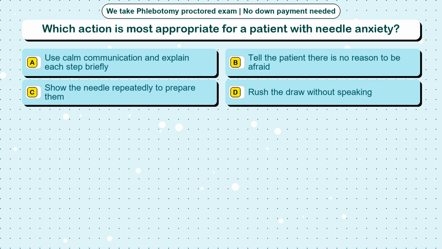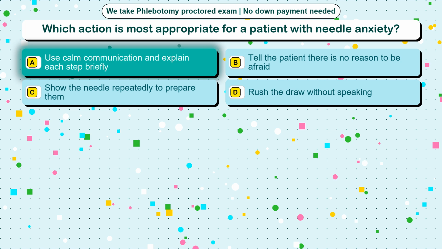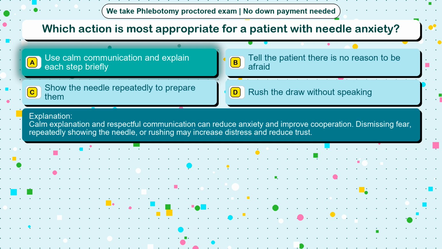Question 45. Which action is most appropriate for a patient with needle anxiety? Option A. Use calm communication and explain each step briefly. Option B. Tell the patient there is no reason to be afraid. Option C. Show the needle repeatedly to prepare them. Option D. Or rush the draw without speaking. The correct answer is option A. Use calm communication and explain each step briefly. Calm explanation and respectful communication can reduce anxiety and improve cooperation. Dismissing fear, repeatedly showing the needle, or rushing may increase distress and reduce trust.